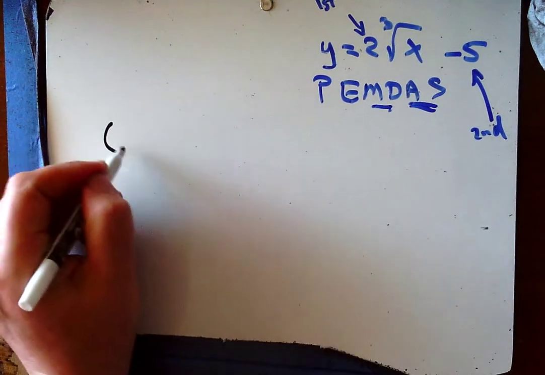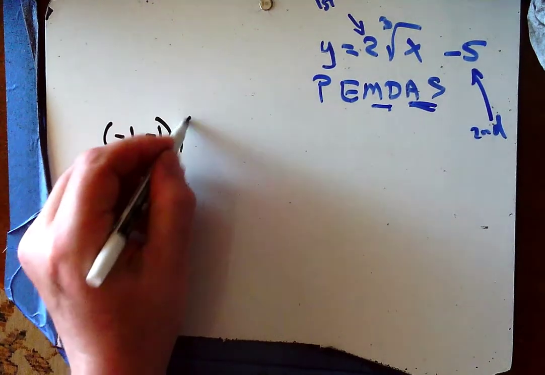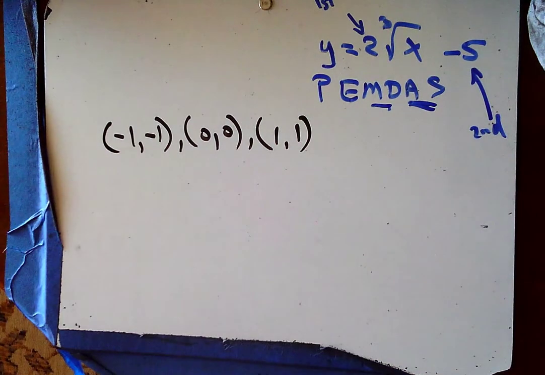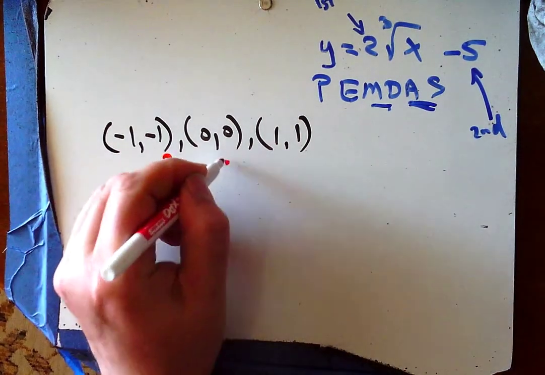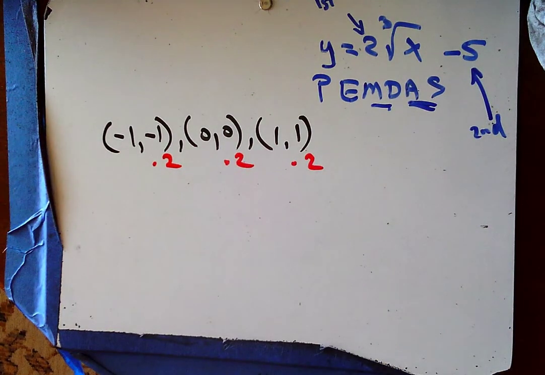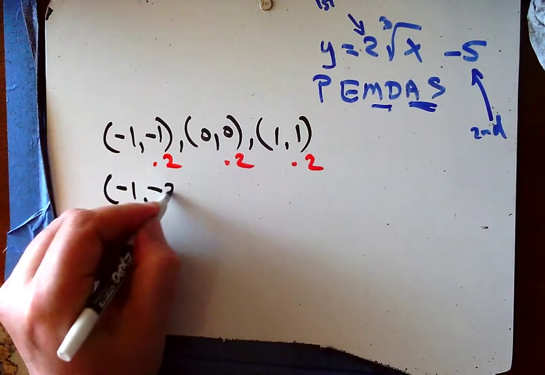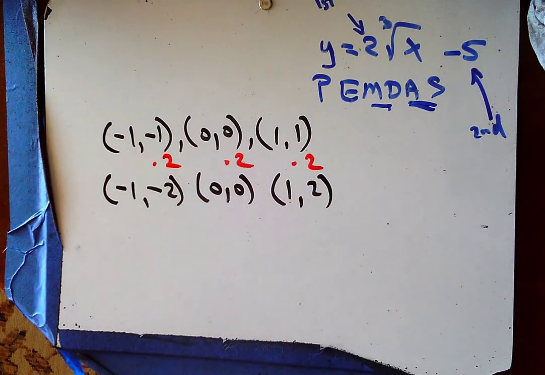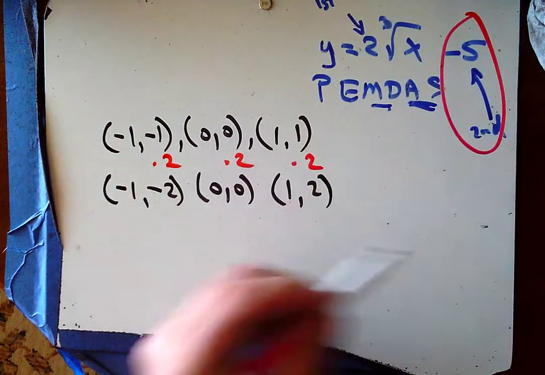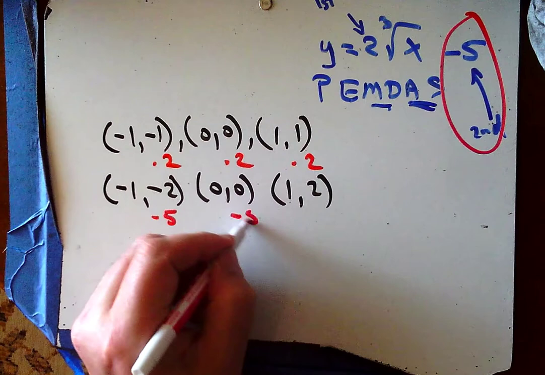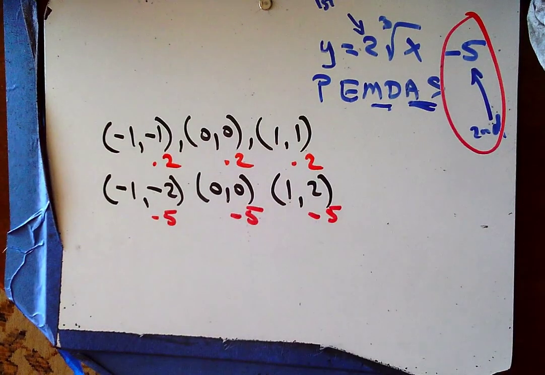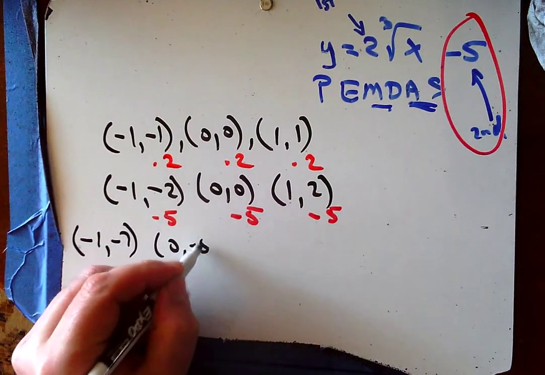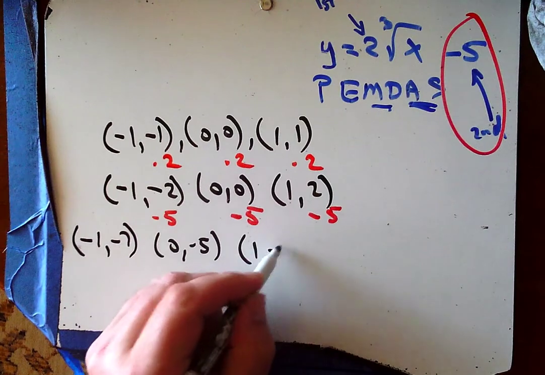I'm still going to start off with my reference points, -1, -1, 0, 0, 1, 1, and now I'm going to multiply all the y's by 2, boink, boink, boink, which is -1, -2, 0, 0, 1, 2. And now I have to come back and do the second transformation. I have to subtract 5 from all the y values. And so I end up with the points -1, -7, 0, -5, and 1, -3.